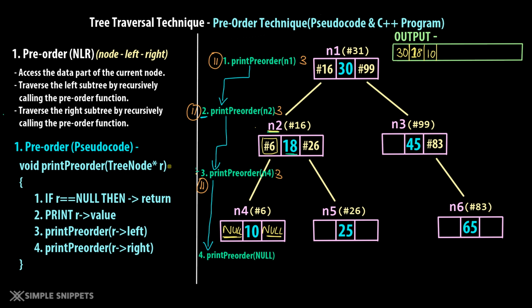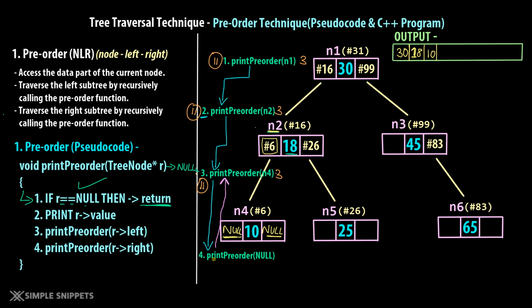Now when you are passing null, this r has now become null, right? So at step number 1 we are checking if r equal to null, and this time this if condition becomes true. So we say if r equal to null, then return. And when I say return, you will completely exit from this function and go back to the function that called you. So fourth print preorder was called by third print preorder. So when I say return, the fourth function will return back. So it will complete its execution and return back to third print preorder. So now you can see the called function is going back to the calling function.